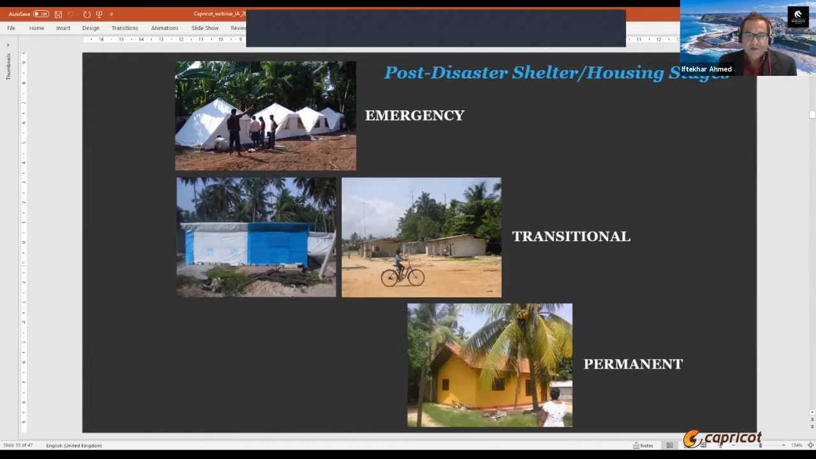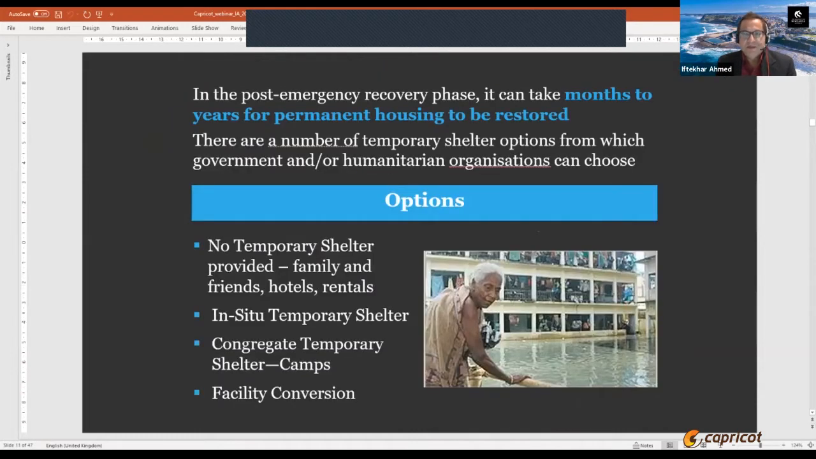This photo was taken from Sri Lanka more than 5 years after the Indian Ocean tsunami. And then finally move on to your permanent. All of these photos are from Sri Lanka, actually. And so I can keep going about this, but let's just go on. So what really happens is that it can take months to years. Sometimes it's years for people getting back to their feet in permanent housing.